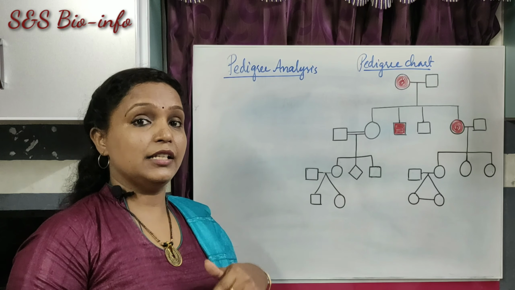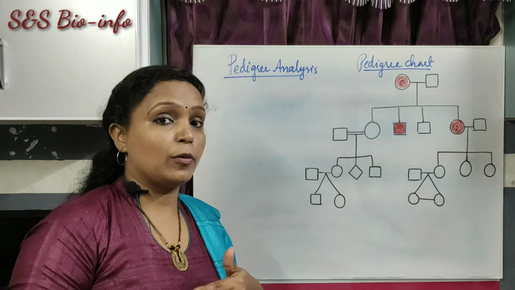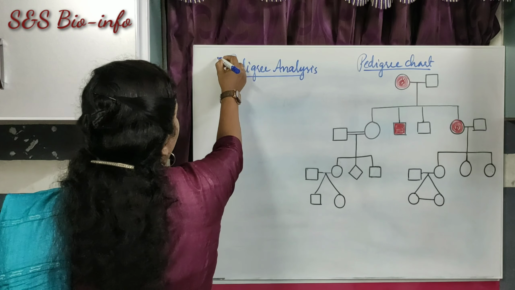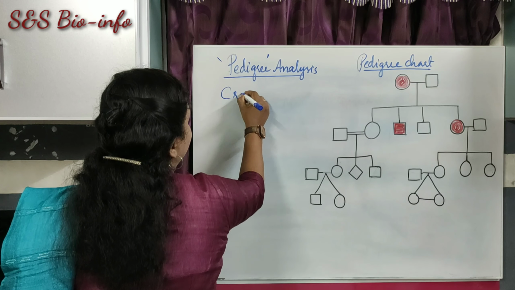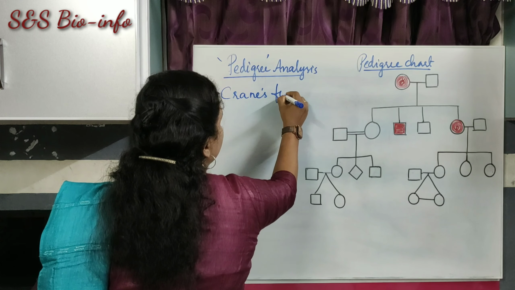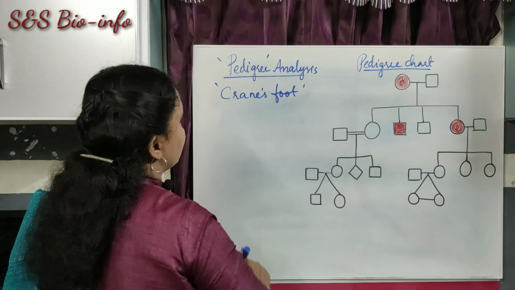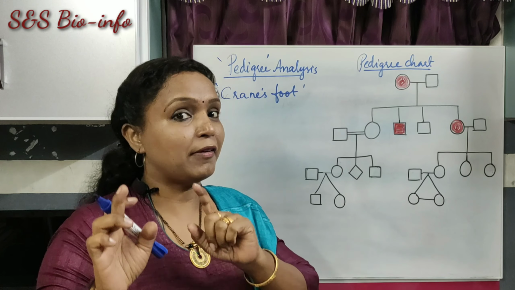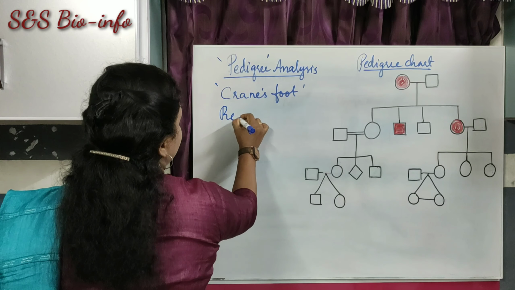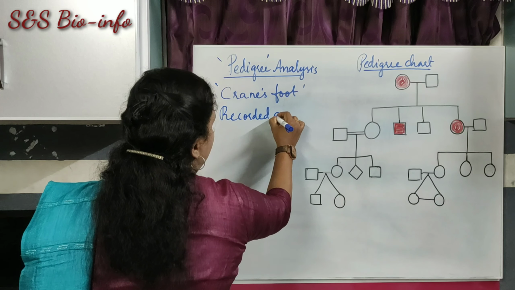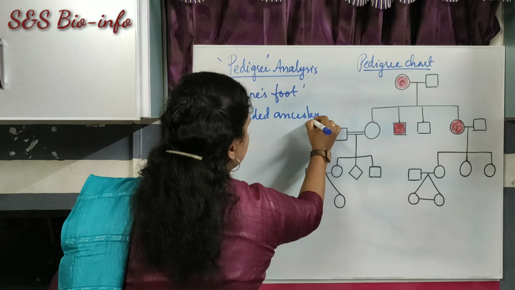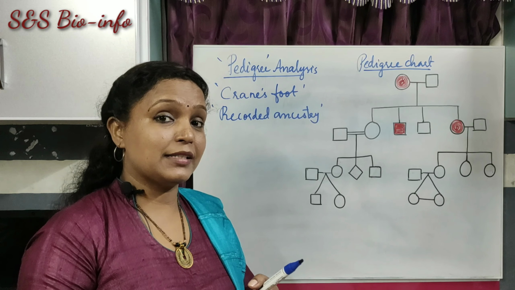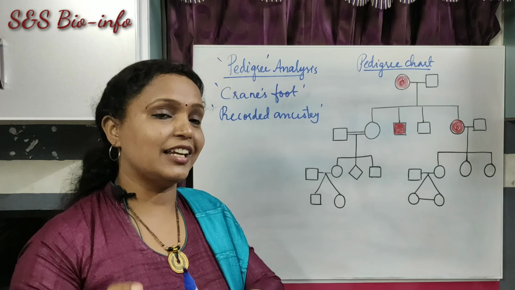The word pedigree originated from Anglo-Norman French. It means crane's foot. Actually, pedigree is the recorded ancestry of a family. The word pedigree is used to represent the successive generations in the family.